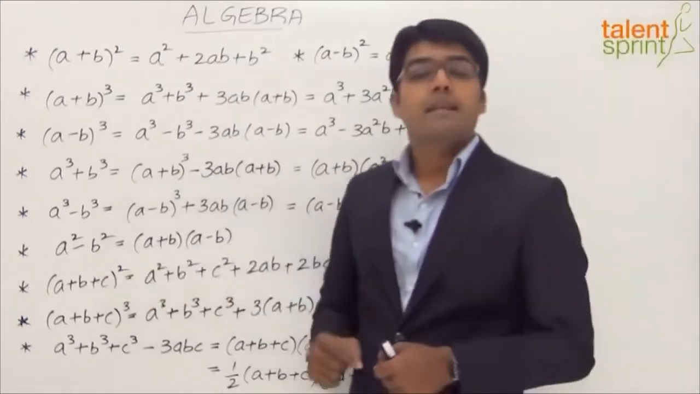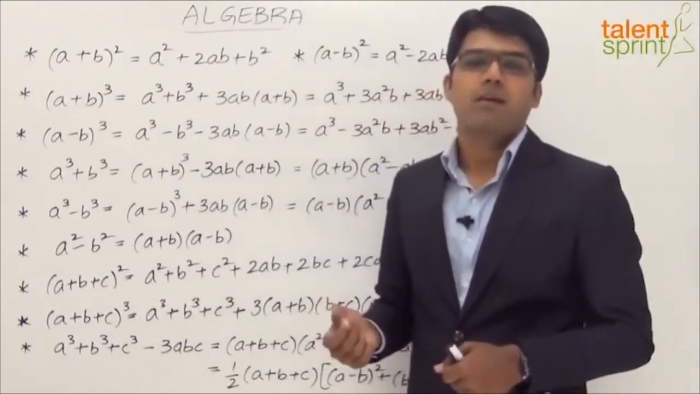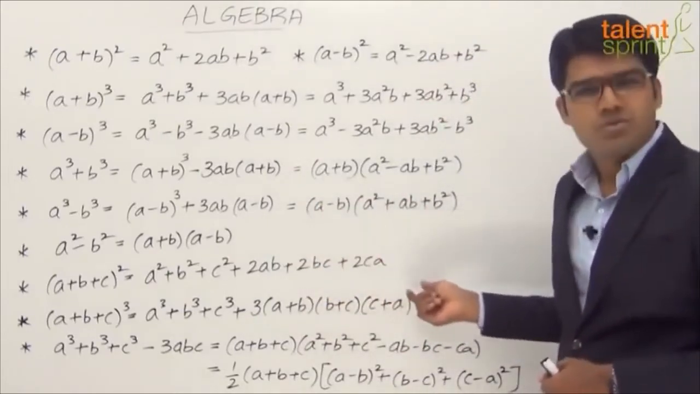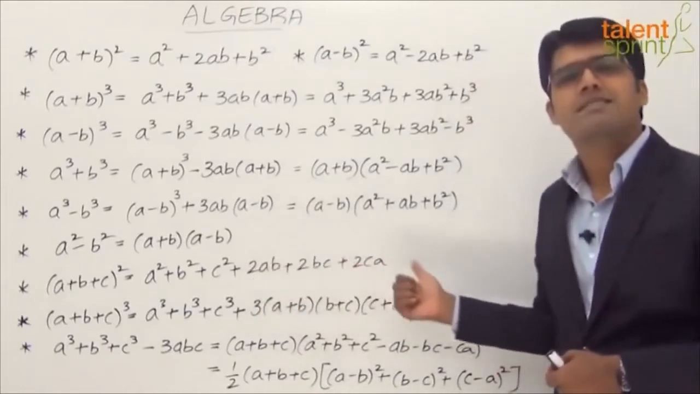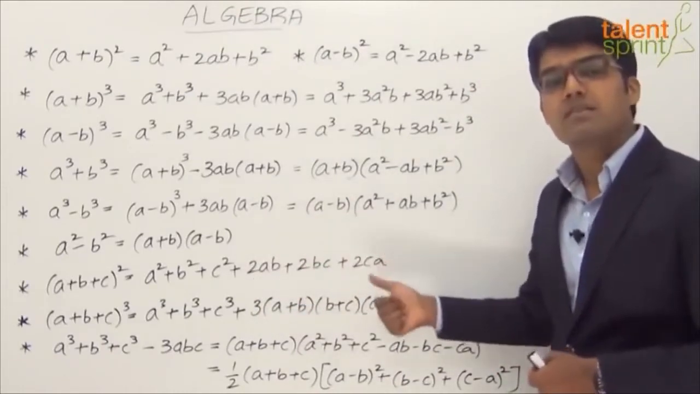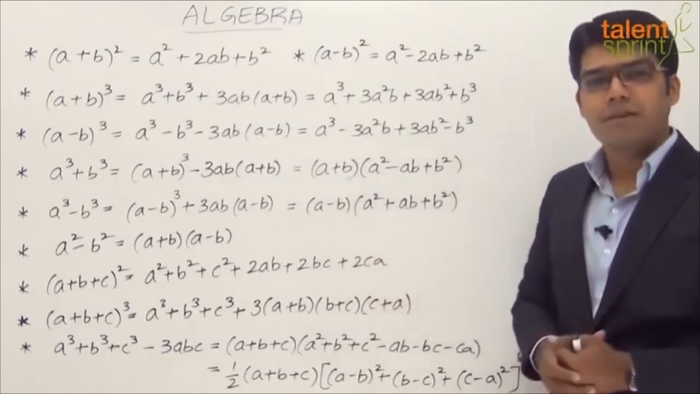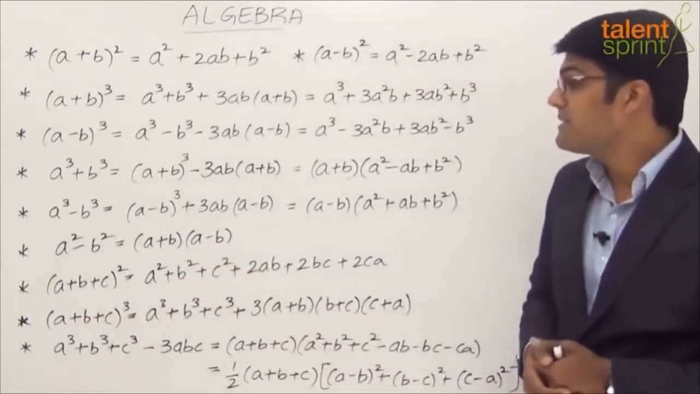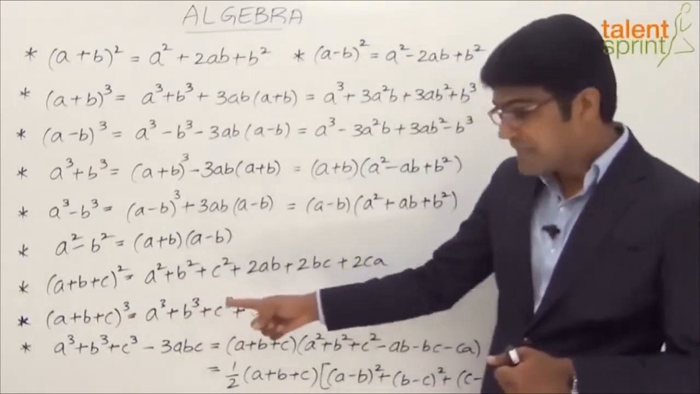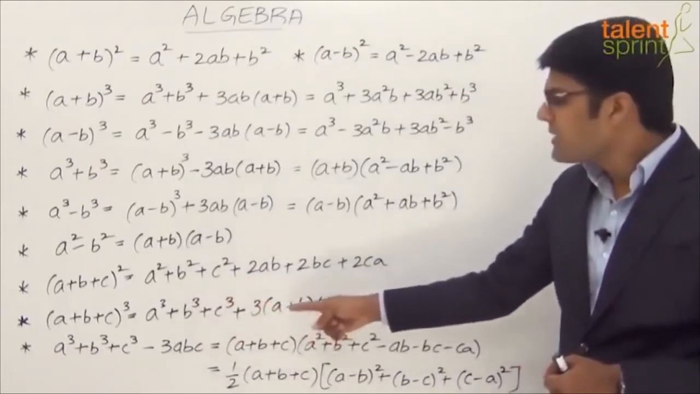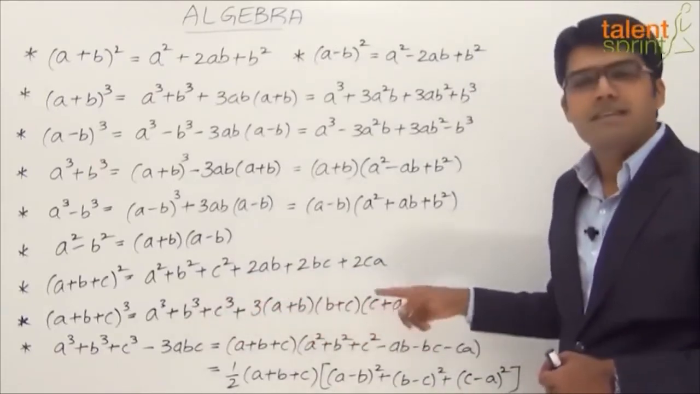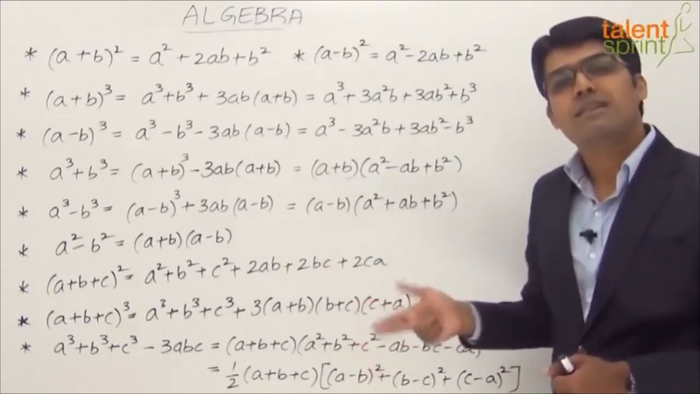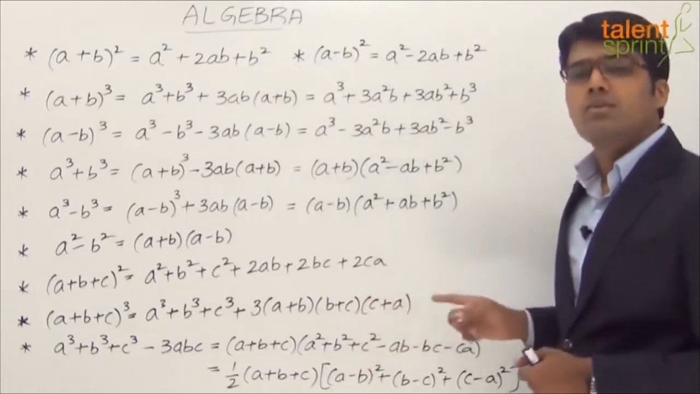Then comes the next one, (a plus b plus c) whole squared. What will it be? a squared plus b squared plus c squared plus 2ab plus 2bc plus 2ca. Or if we take 2 common here, we can say a squared plus b squared plus c squared plus 2 times (ab plus bc plus ca). And (a plus b plus c) the whole cube: it can be taken as a cube plus b cube plus c cube plus 3 times (a plus b) into (b plus c) into (c plus a).